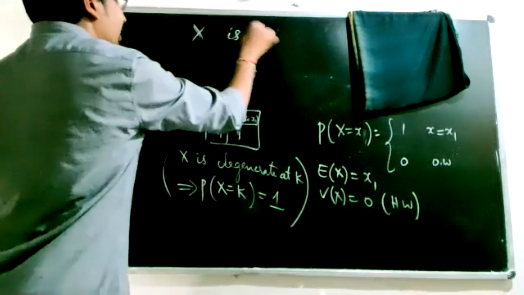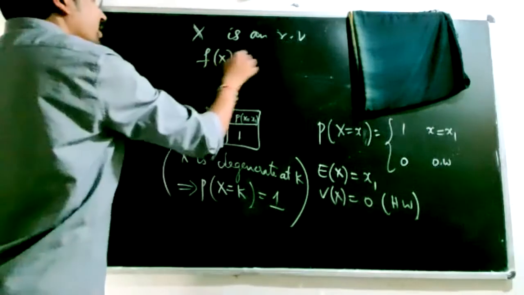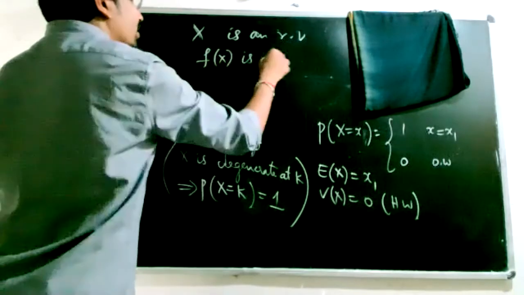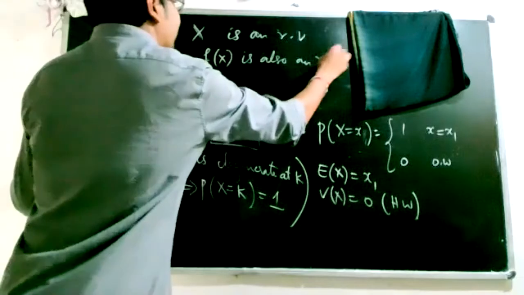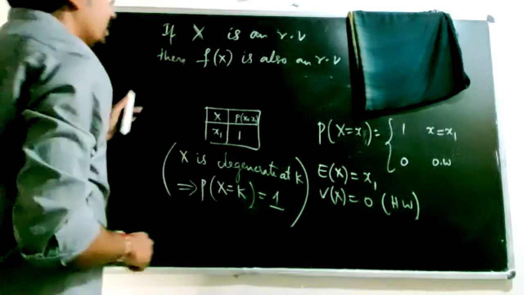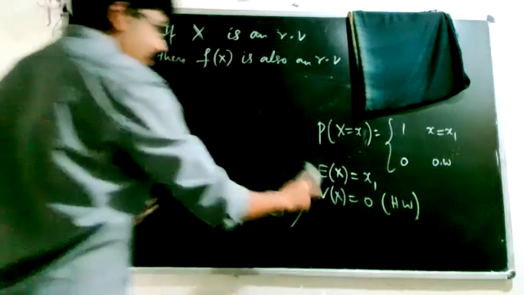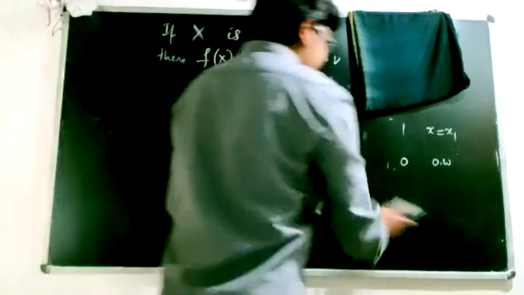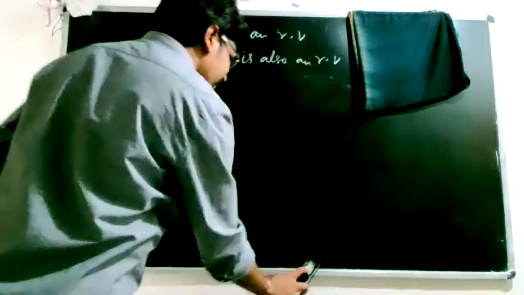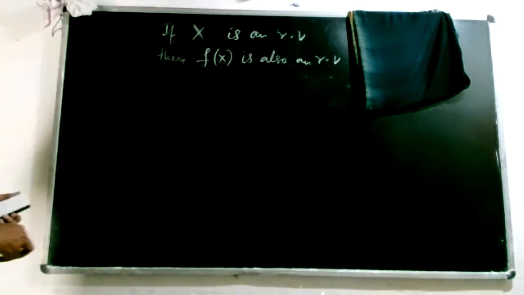So if x is an RV, then f of x is also an RV. This is what we will be proving in your higher studies. For the time being, we'll just use the result and see how to generate various random variables using the simple random variable x. And we'll be looking into only the special cases of that.